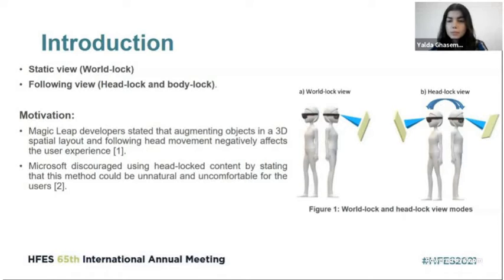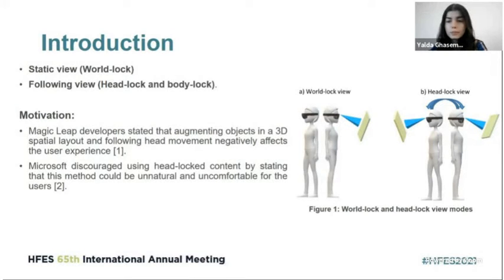Another presentation method is the following view, which has two methods itself. One is the head lock and another is the body lock mode. In the following view, the content is more flexible and can be automatically adjusted based on the user's movements. In the head lock mode, the digital content moves with respect to the user's head movement, while in the body lock mode, the digital content moves with respect to the user's body movements.